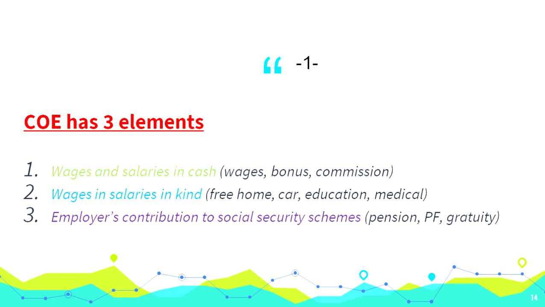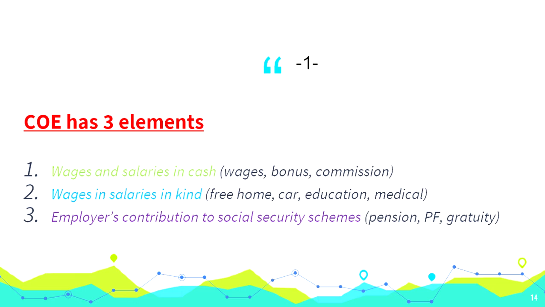Second one, it can be in terms of non-monetary benefits. Maybe the employer can give housing facilities, car facilities, education for his children, medical facilities, maybe maids, maybe food for lunch. All this can be provided free of cost by the employer to employees. Then this is what we call non-monetary benefits.